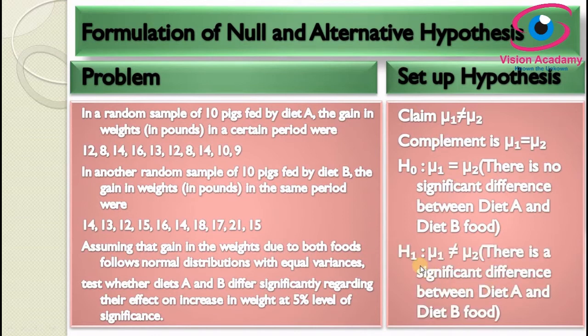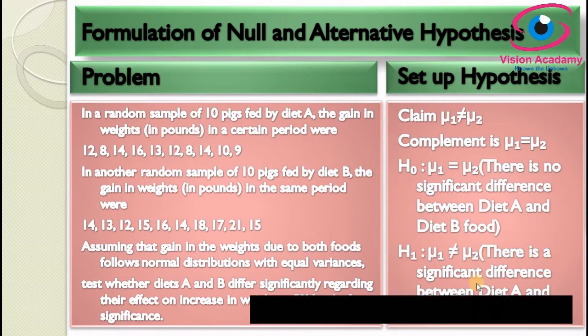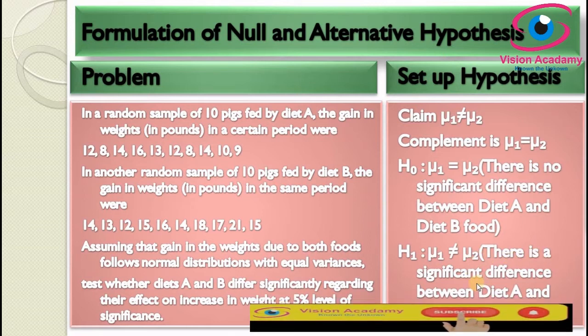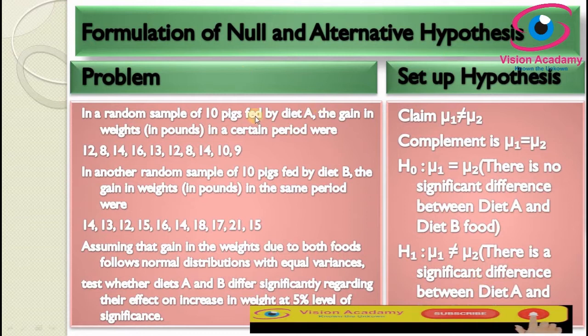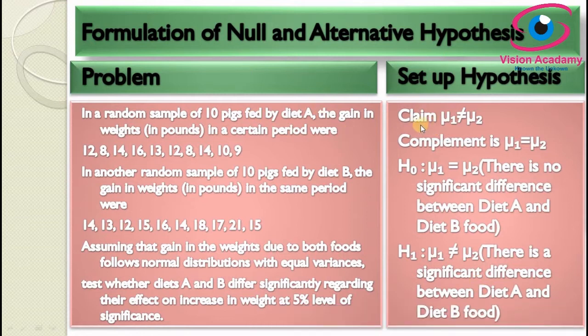So our claim is mu1 not equal to mu2, which means there is a significant difference, which means diet A food and diet B food differs. By this way we formulate a null and alternative hypothesis. Very importantly, we want to test whether diets A and B food differs. So our claim is mu1 not equal to mu2, which means it differs, and the complement is mu1 equal to mu2, and we have taken the complement as the null hypothesis because it contains the equality sign, and the remaining thing as the alternative hypothesis.